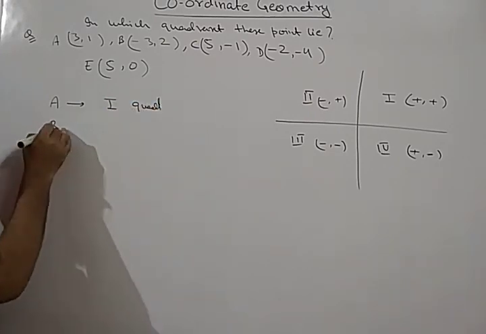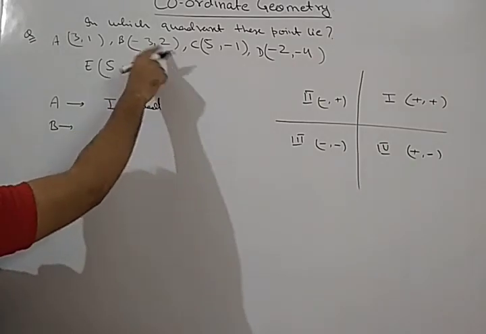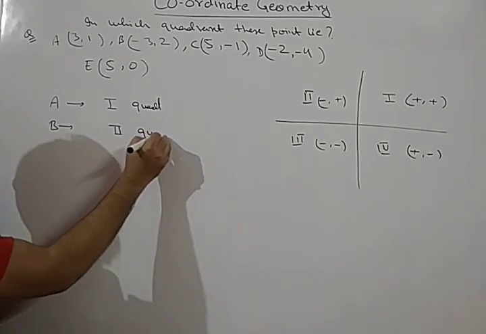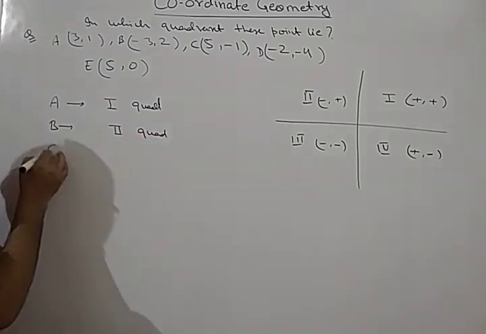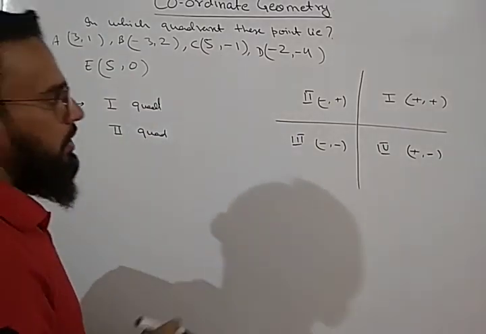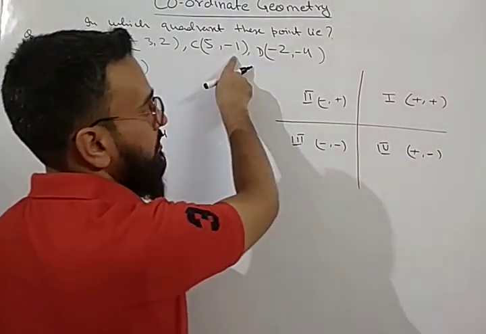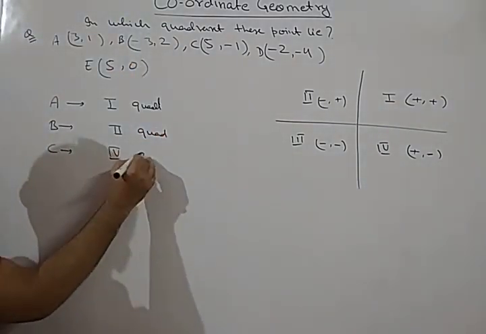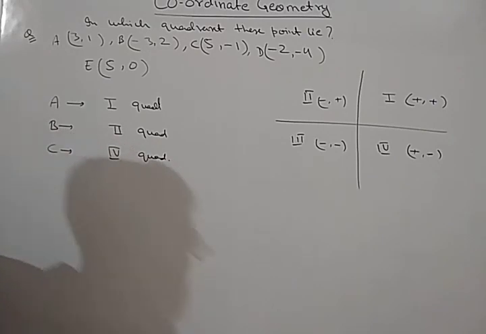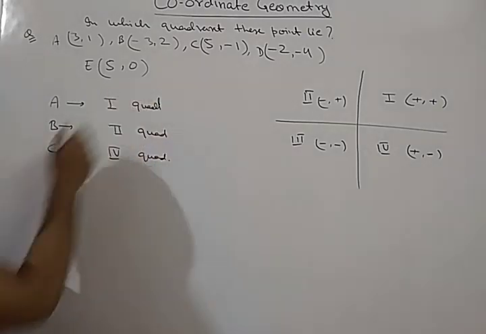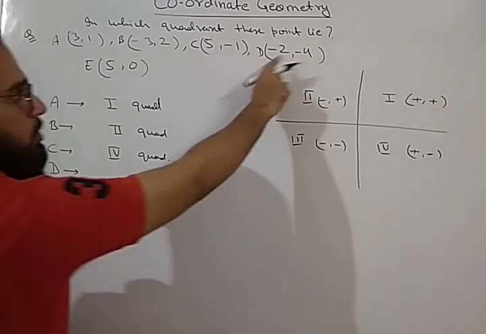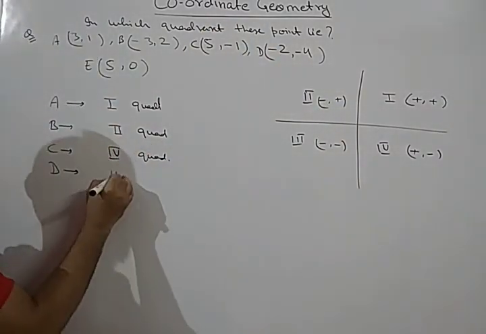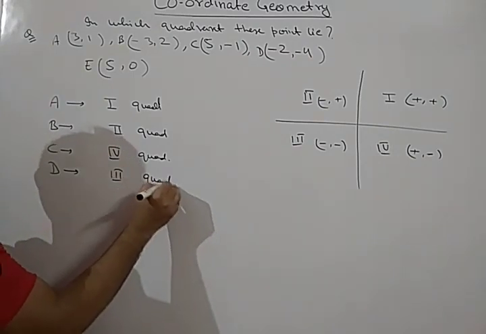Then point B is (-3, 2), minus and plus, so it is the second quadrant. Then C is (5, -1), plus and minus, which is the fourth quadrant, so C is lying in the fourth quadrant. Now D is (-2, -4), minus minus, which is our third quadrant, so point D is lying in the third quadrant.